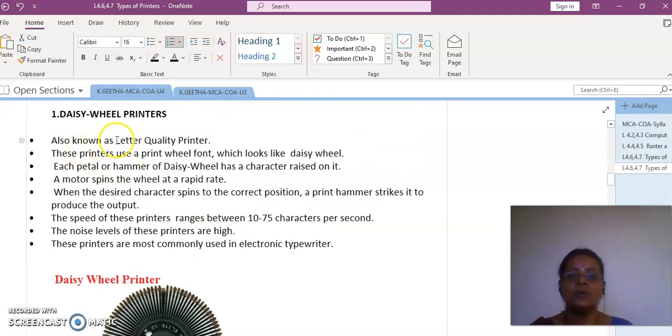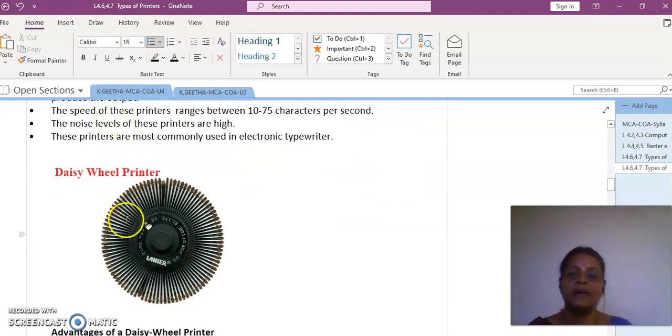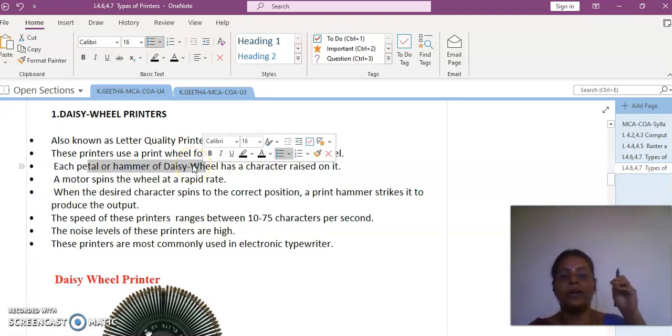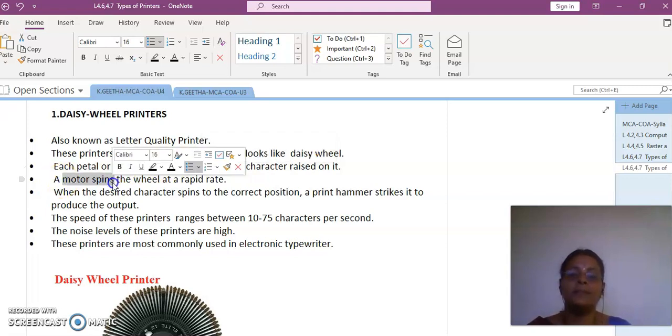It is also well known as a letter quality printer. Here the print heads are arranged on the print wheel, and each font will in general look like a daisy wheel. If you observe this diagram, it has the shape of a daisy wheel, so this printer is called a daisy wheel printer. Each petal or hammer of the daisy wheel has one character embossed on it, and it is raised and made to project, touching the paper to transfer the printout. We have a motor assembly on this wheel, and this motor helps the wheel to rotate.